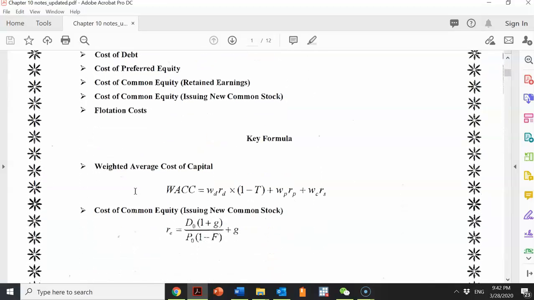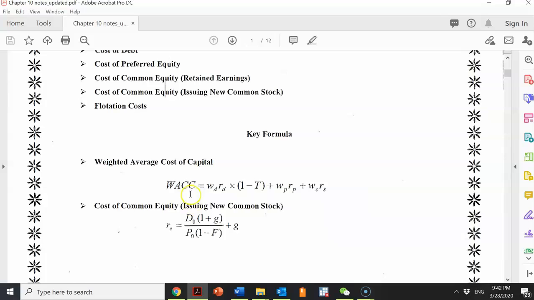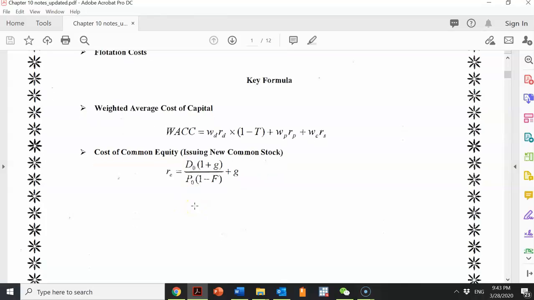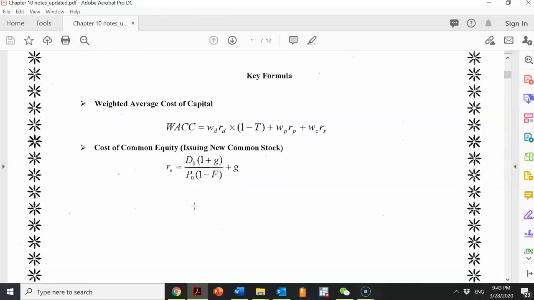So the key formulas will be the WACC formula, which is the weighted average of the three component costs. So we use the three weights multiplying the three costs. And the cost of new common equity for a new common stock would be the DCF model we learned, adding a flotation cost F here. Okay, we will go into detail for these formulas and concepts.